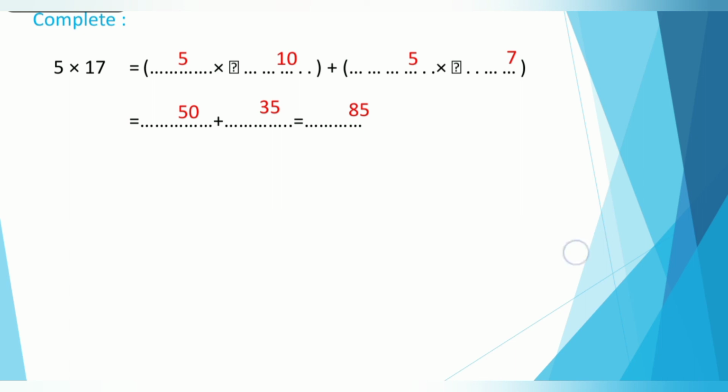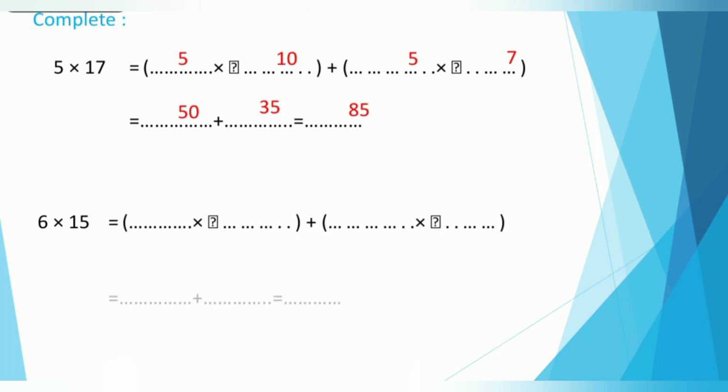The next one. 6 times 15. The number of rows is 6 and the number of columns is 15. How can I decompose this 15? This 15 will be 10 plus 5. The number of rows is constant, 6, and I will decompose 15. It will be 10 in one bracket and 5 in the other. 6 times 10 and 6 times 5.